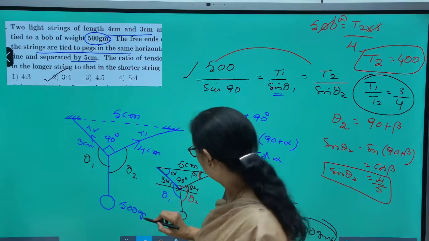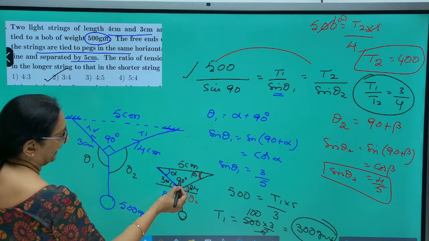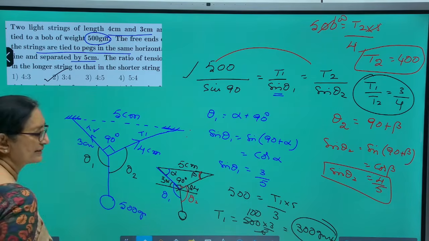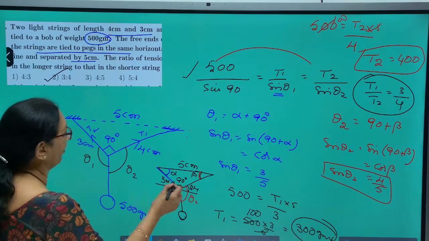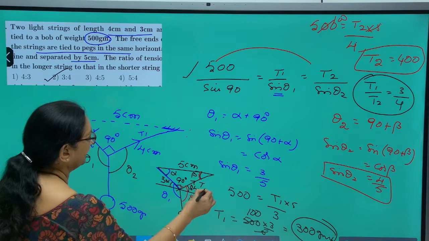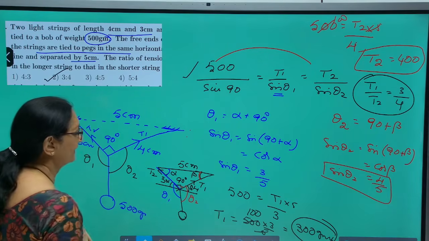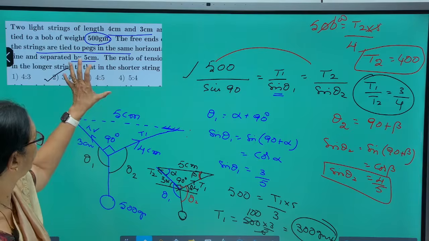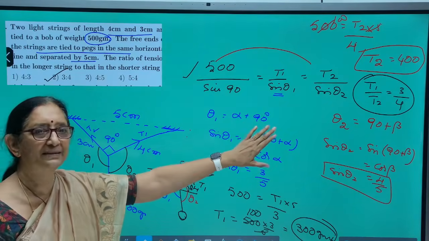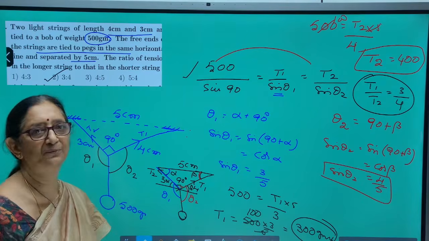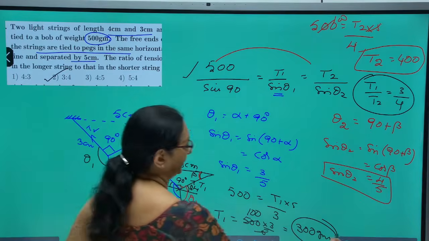So, this again if you want to apply Lami's theorem, P by sin alpha is Q by sin beta is R by sin gamma. So, you have to find out the opposite angles. This is T1, opposite angle is theta 1. This is T2, opposite angle is theta 2. From that right angle triangle, we could find out sin theta 1, sin theta 2. On substitution, we could solve that problem. Right? Now, let us go to the next problem.